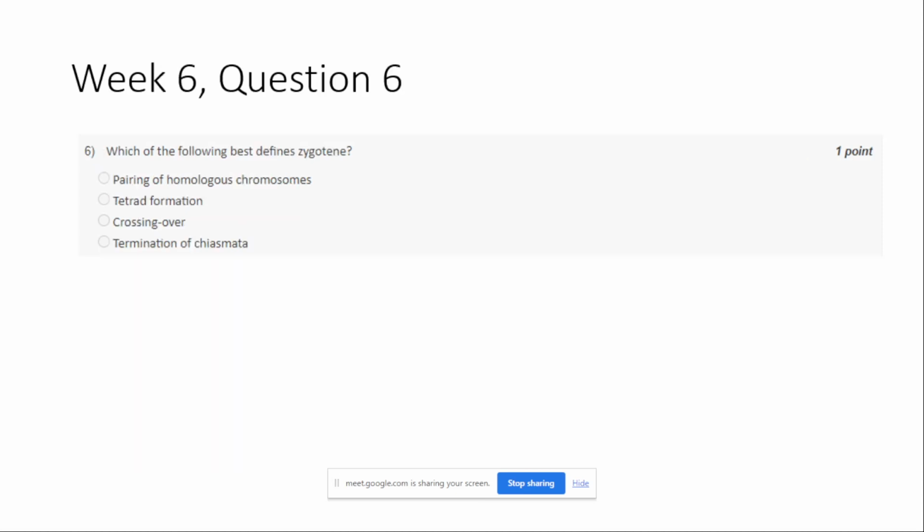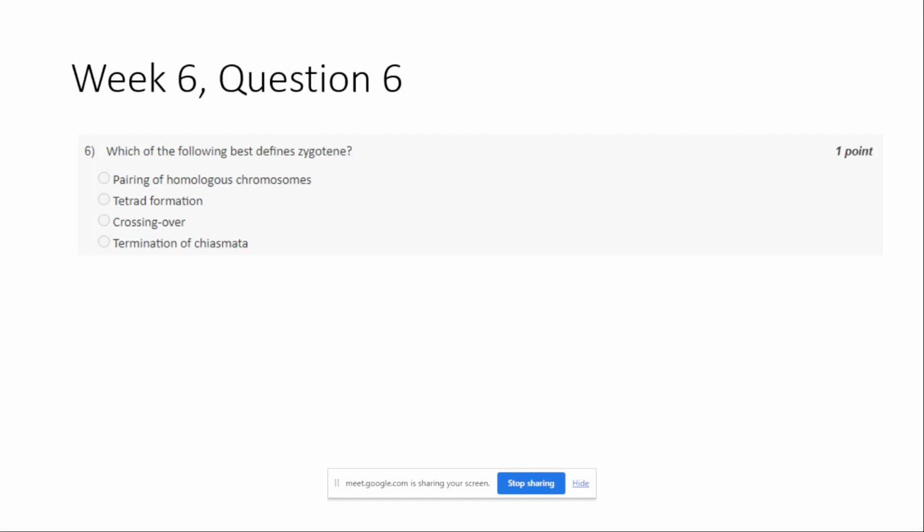Okay, next, question 6: which of the following best defines zygotene? So, what is zygotene? It is a stage in prophase 1 of meiosis 1. Yes, prophase 1 means meiosis 1, right? Prophase 1 of meiosis 1, this is the stage.